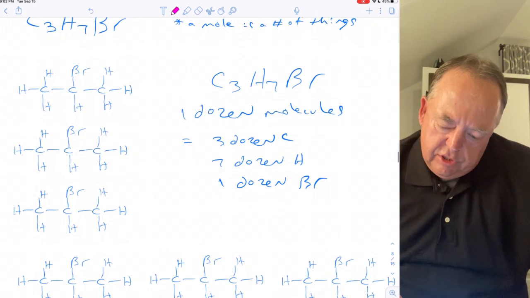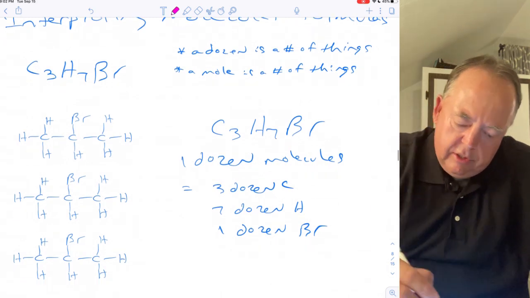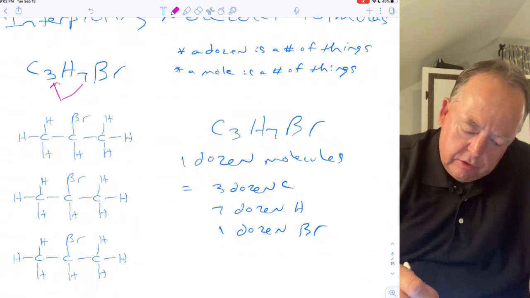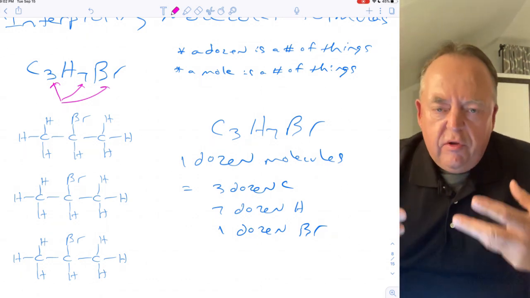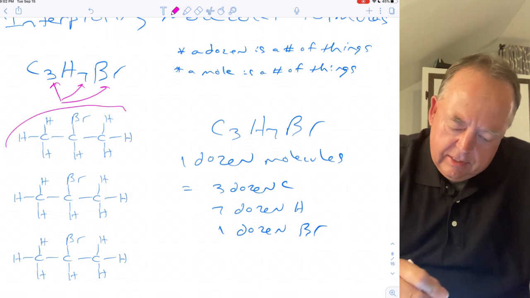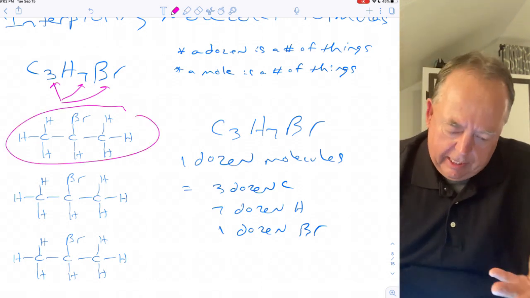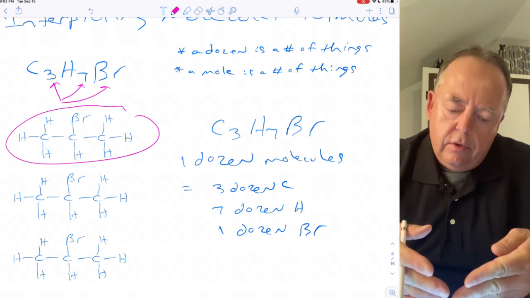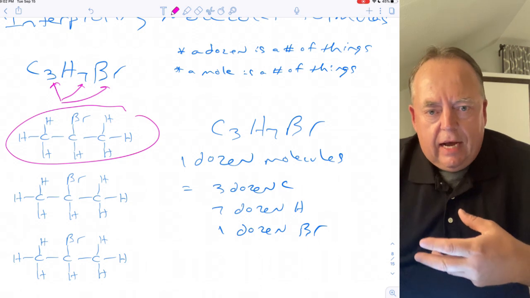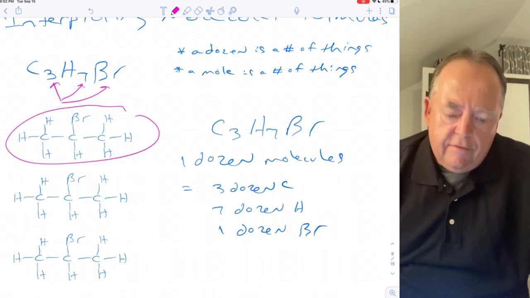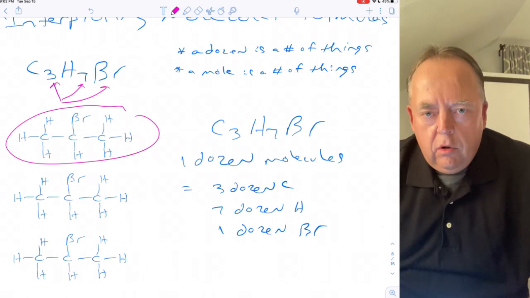Okay, so again, just to reemphasize, if you're interpreting molecular formulas, keep in mind these are molar ratios. So this represents basically 2 numbers. If you had 1 single molecule, then there are 3 carbons, 7 hydrogens, and 1 bromine. So that formula applies to 1 molecule. That formula applies to any unit you want to stick after that. So if you wanted to stick a mole after that, then there would be 3 moles of carbon, 7 moles of hydrogen, 1 mole of bromine.